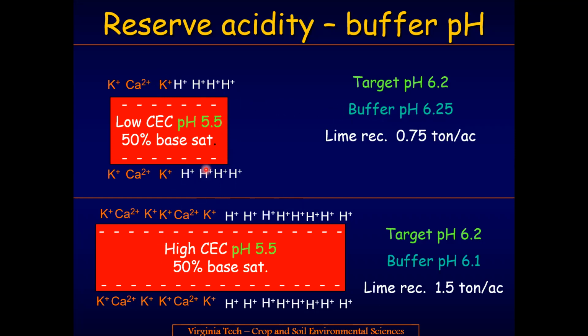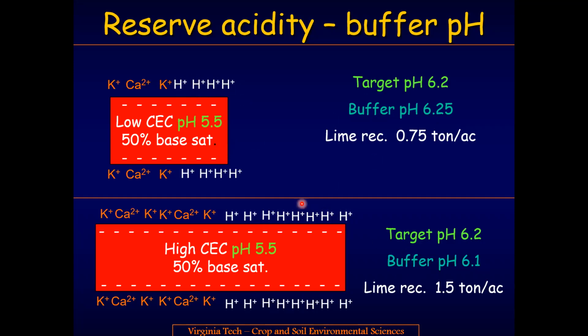So our buffer pH, the Mehlich one, again, Waypoint uses the SMP, so they start at a different pH level. Our buffer pH starts at 6.6, and anything below that shows that we're kicking reserve acidity into solution. So because of that, this one has low cation exchange capacity, low reserve acidity. It kicks the buffer pH from 6.6 down to 6.25. This soil with a high cation exchange capacity obviously has a lot more reserve acidity. So it kicks the buffer pH all the way down to 6.1.